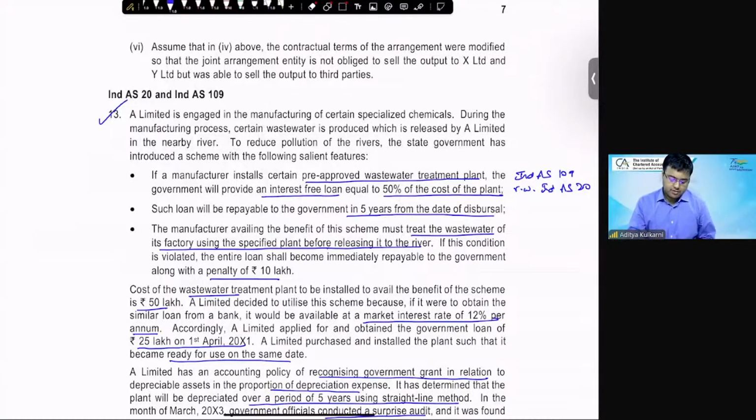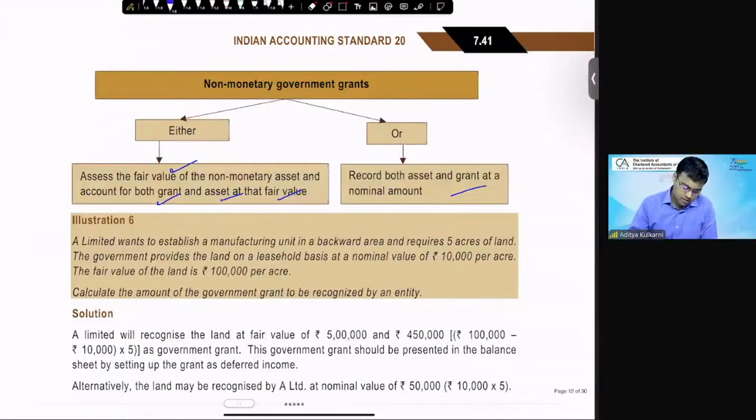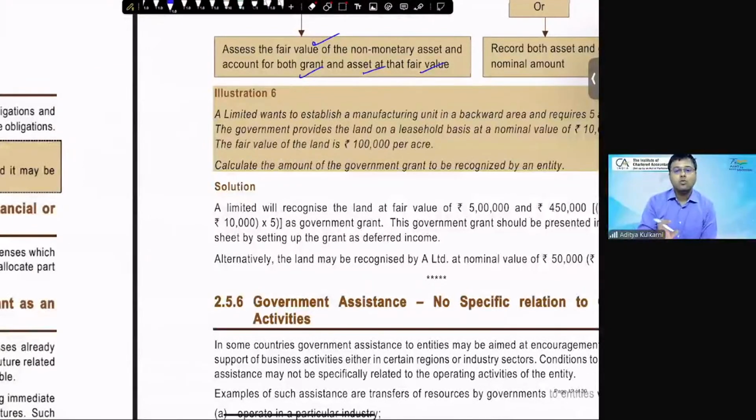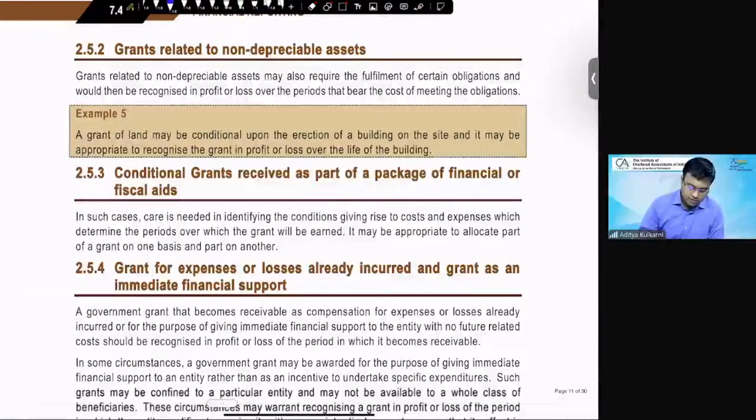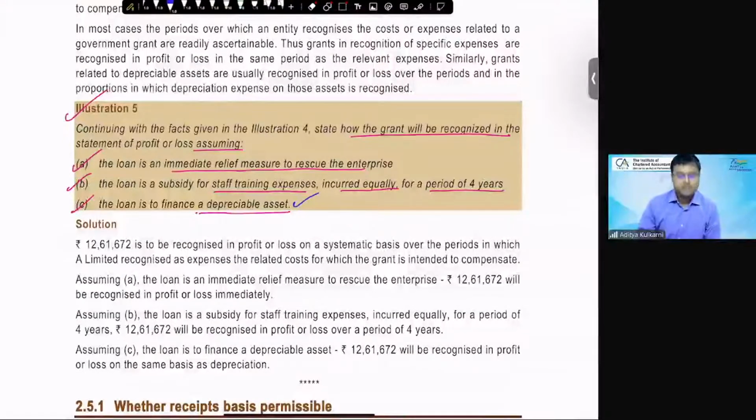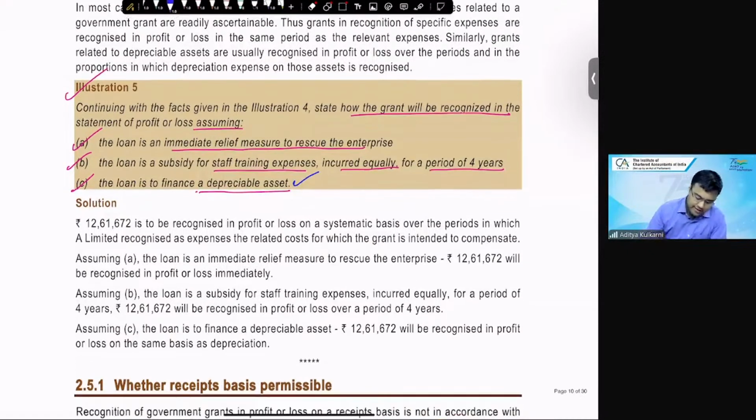All right. So now let us quickly run. There was one student who was inquiring about illustration 5, the loan is to finance a depreciable asset. I hope now with these one or two examples, it's very clear. The loan is to finance a depreciable asset. How am I going to treat the grant? Is it okay? So illustration 5 is done.